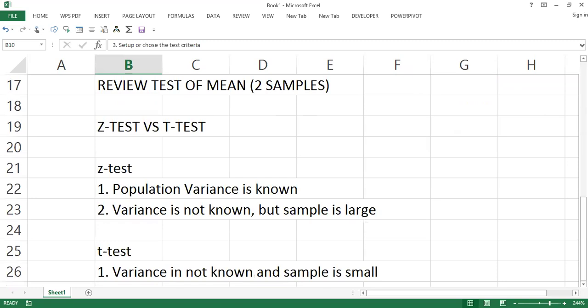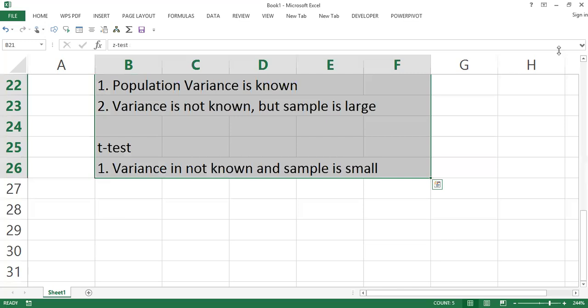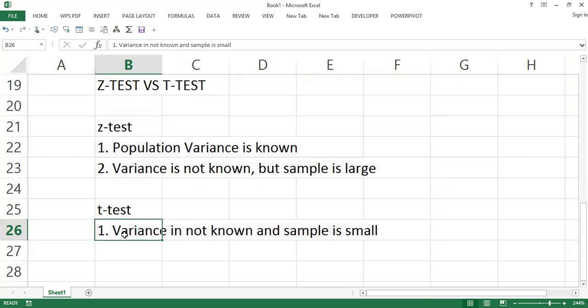Test criteria. Maybe we are doing a test of mean, and you are dealing with 2 samples, and now you need to choose between z-test and t-test. How do you take that decision? How do you make that decision? That's the essence of this lecture. Usually when you are dealing with a small sample, the first thing that comes to mind is t-test.